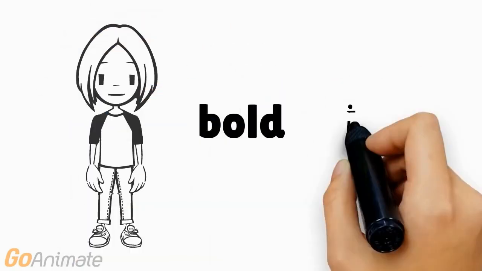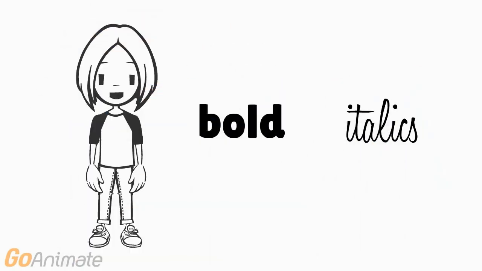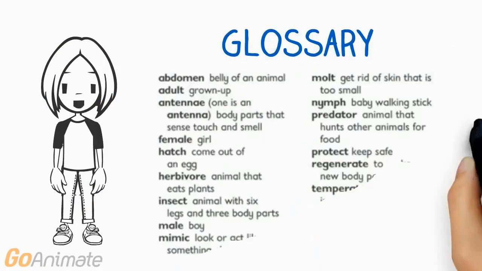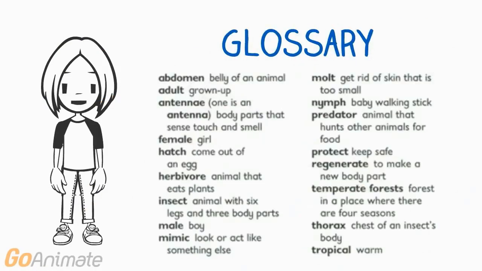Nonfiction materials often use bold and italic letters to draw attention to important words. Bold words are made with dark, heavy lines. Words in italics are slanted. Sometimes the bold and italic words can be found in the glossary at the end of the book. The glossary is like a mini dictionary that gives definitions of the keywords found in the book.